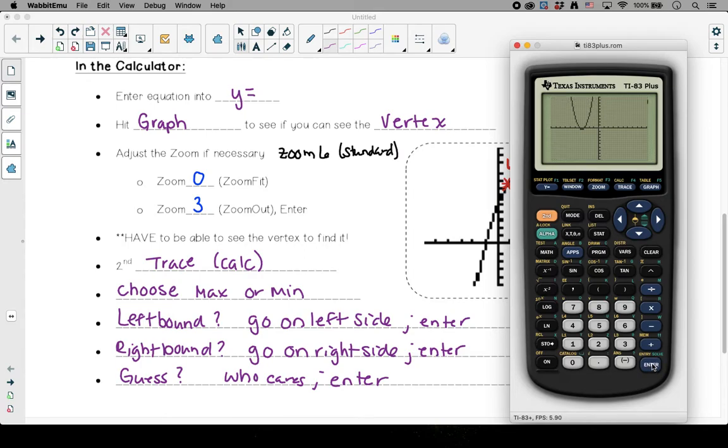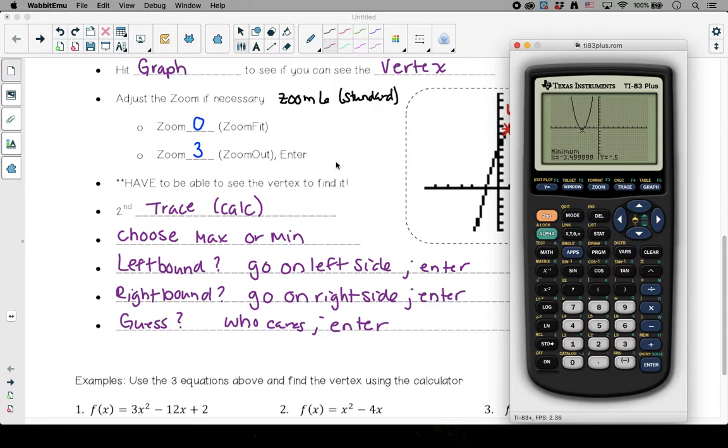We're going to get our vertex. It says that the minimum, because that's what we said it was going to be, is at -3.5, -0.5. So I would write this out as -3.5 and then comma -0.5. And that would be our vertex.